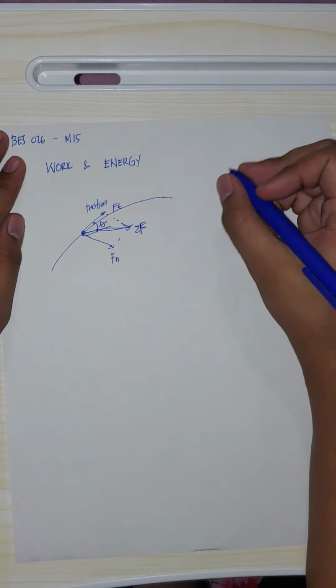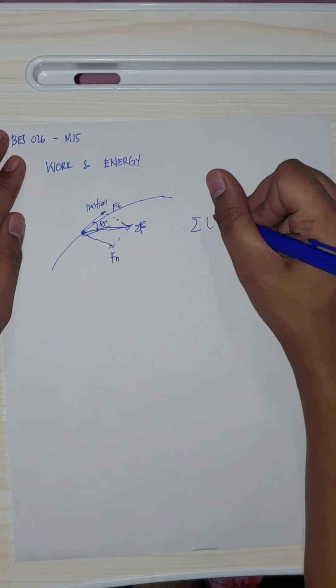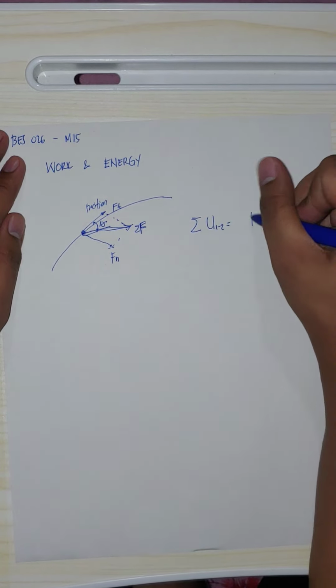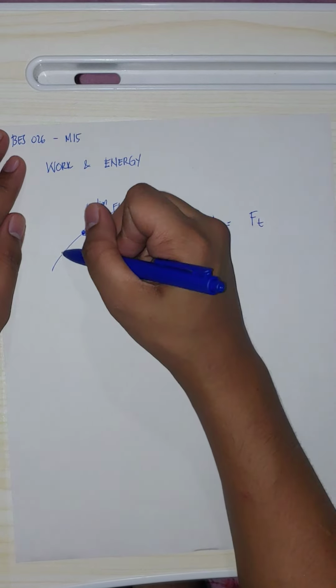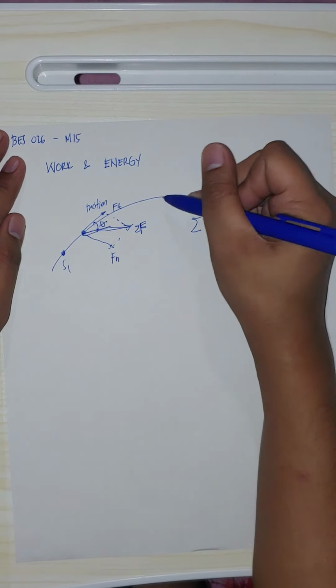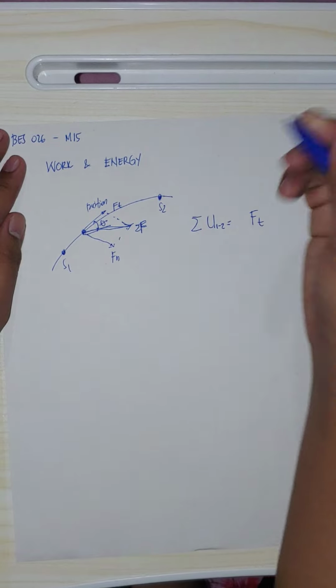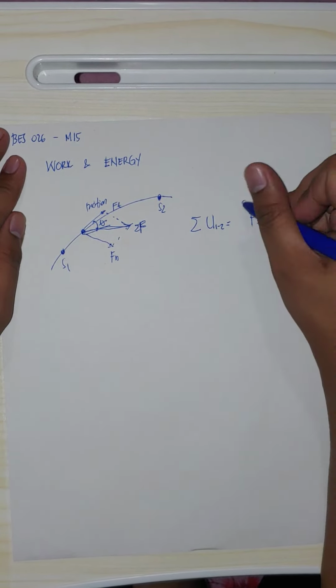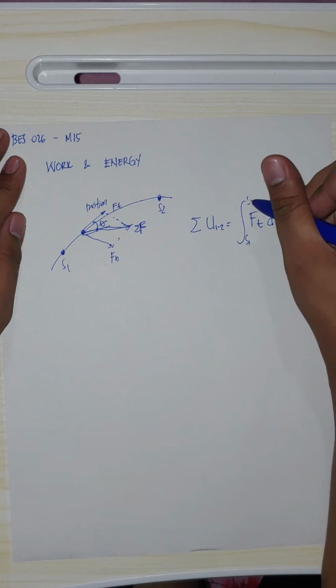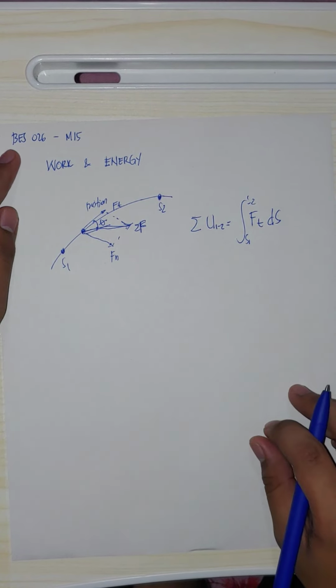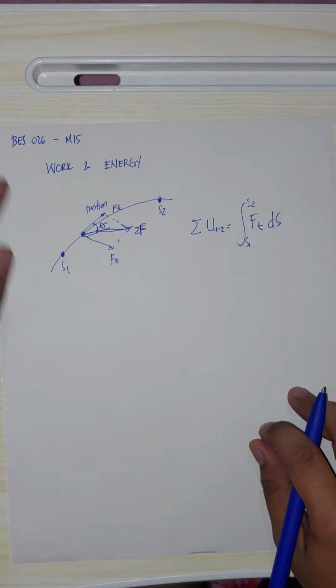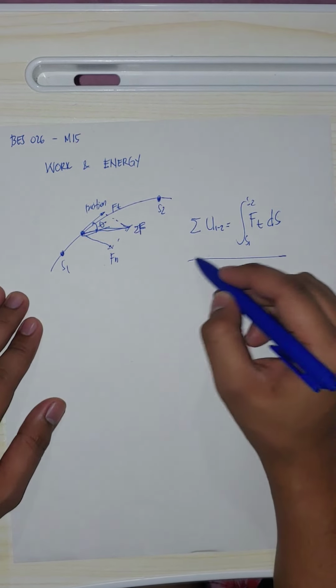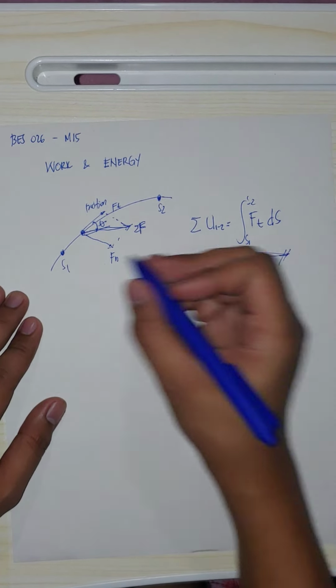So our total work done, right? Our total work done for this is just the tangential force, and then let's say we have the first position here and then the final position. So we have a displacement. Let's call the displacement ds from the first to the second. So this is our work for this particular sample.